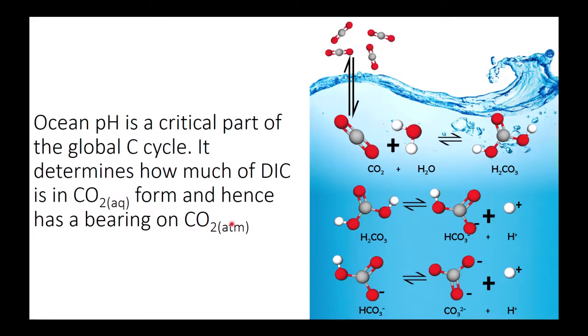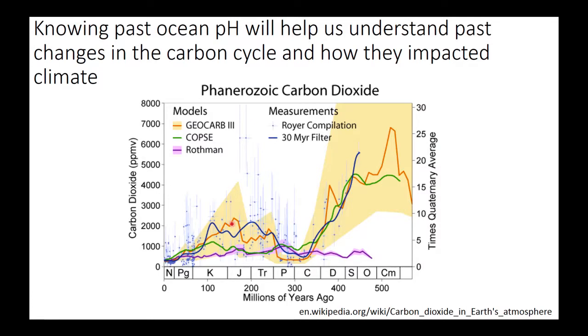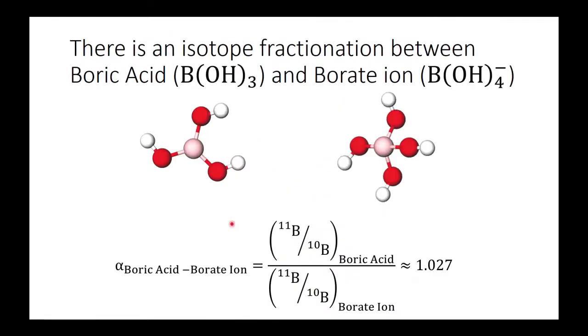So I said pH is important for the carbon cycle. This is also stuff you should know. The carbon dioxide concentration in the atmosphere has changed a lot in the past. If we knew more about the carbon cycle, we might be able to explain some of these changes, and boron isotopes are hopefully going to help us do this.